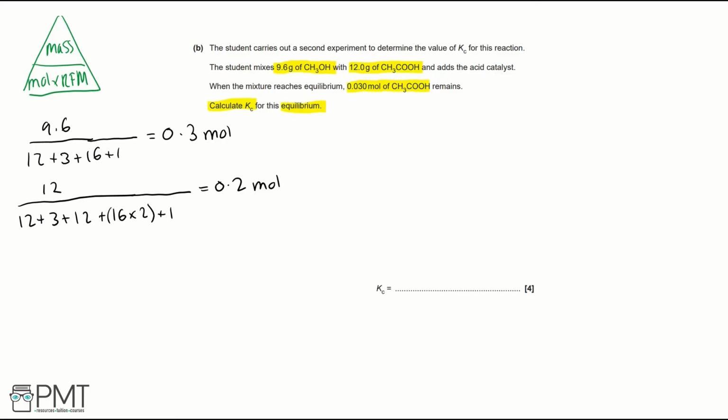So then we're going to do what's called an ice equation, where you have each of your species and then you have the initial moles, change in moles, and equilibrium moles. So if we start by writing out our species, we have CH3OH, we have CH3COOH, we have CH3COOCH3, and we have water. So this is a standard esterification, where you've got an alcohol and a carboxylic acid producing an ester and water.